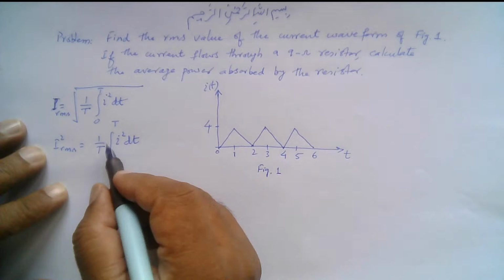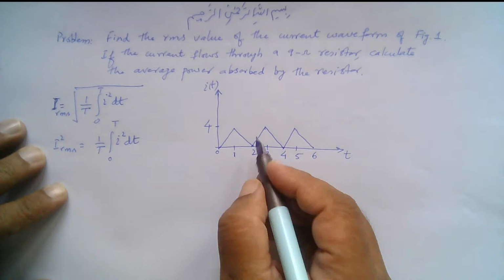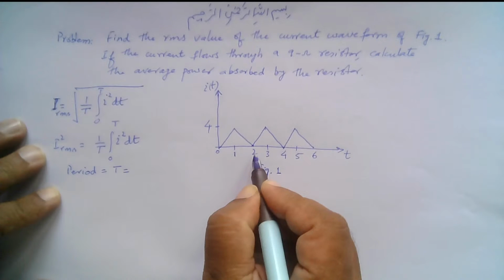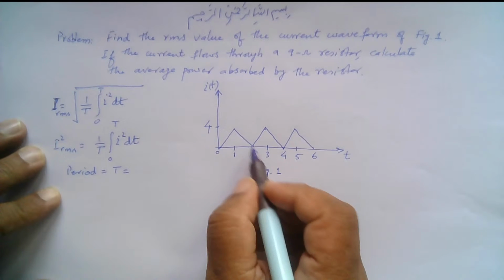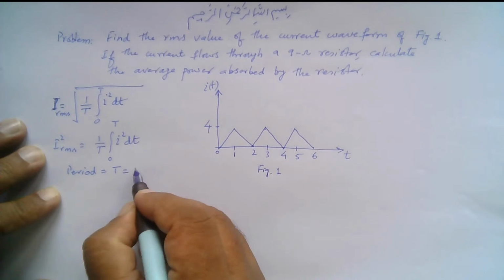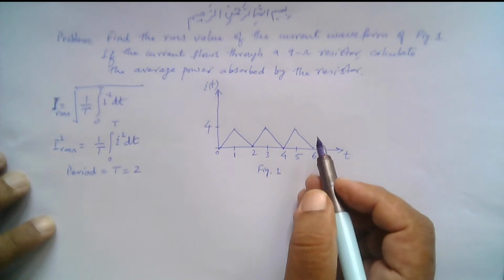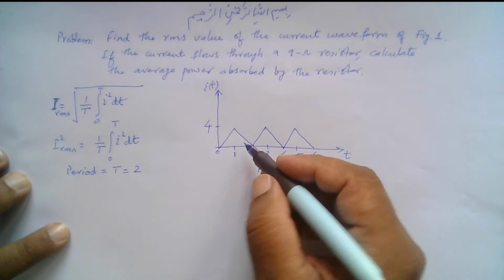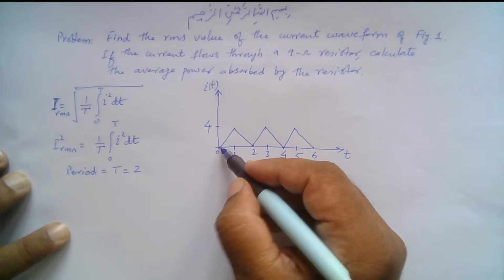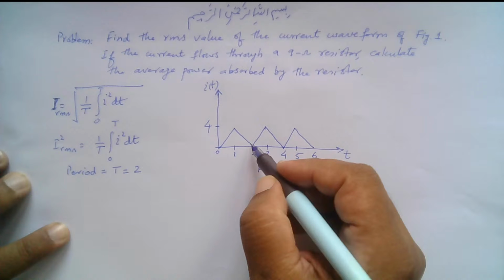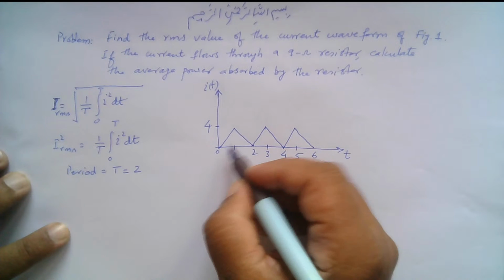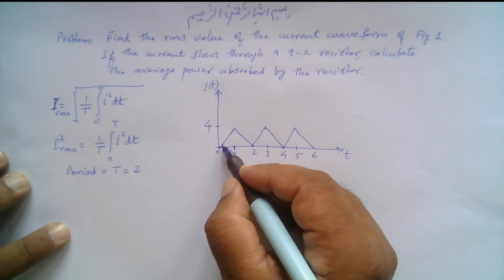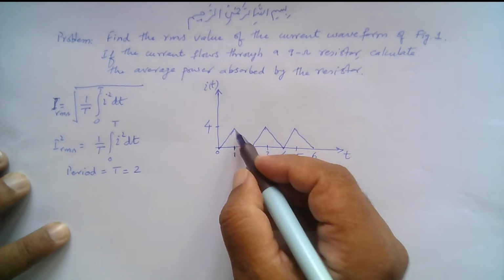We need to integrate this over one period. The period of this waveform is equal to 2, right? It repeats this pattern after 2. So the period is 2 seconds, right? This triangular shape consists of two lines from 0 to 1. T equal to 0 to T equal to 1, it's this line, and then T equal to 1 to T equal to 2, it is this line, right?